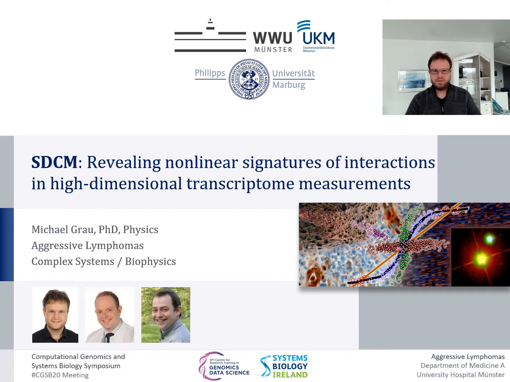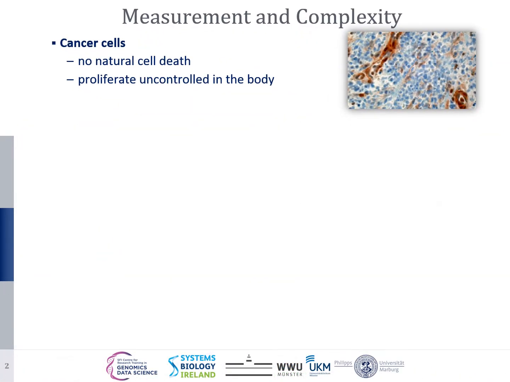In the first part of my mini lecture, I will now explain the problem we are trying to solve with my method. You see a microscopy image of cancer cells stained in blue with some invading blood vessels in red. And as you might know, cancer cells do not show natural cell death and proliferate uncontrolled in the body. If that's untreated, the patient dies. So we want to understand them on a cellular level and ideally stop them.